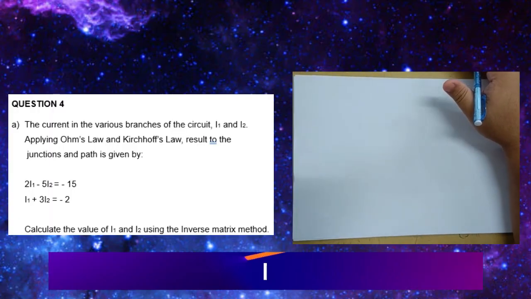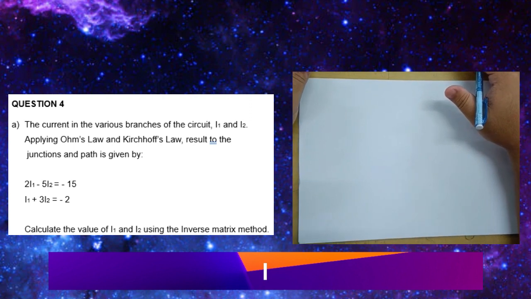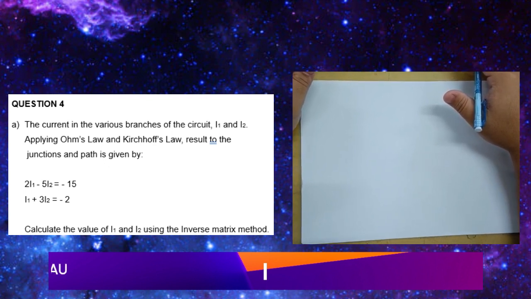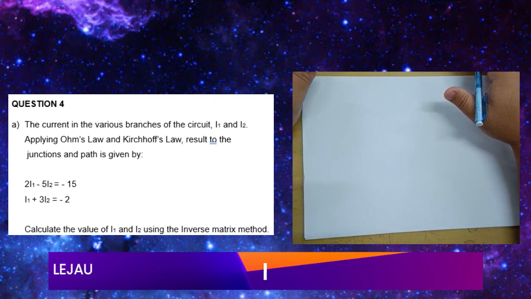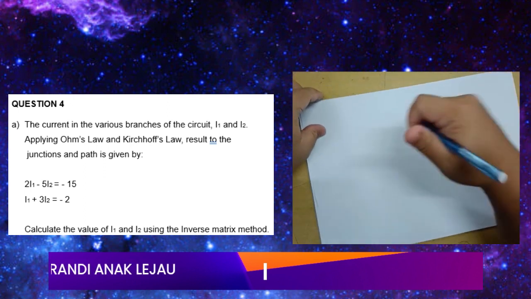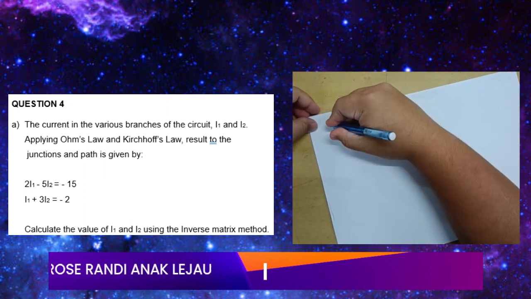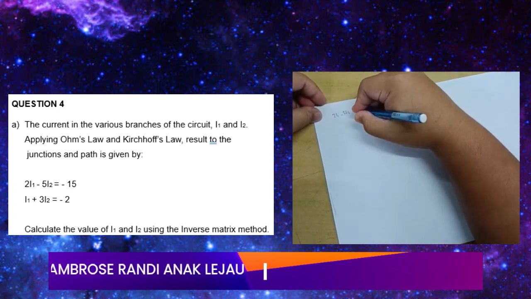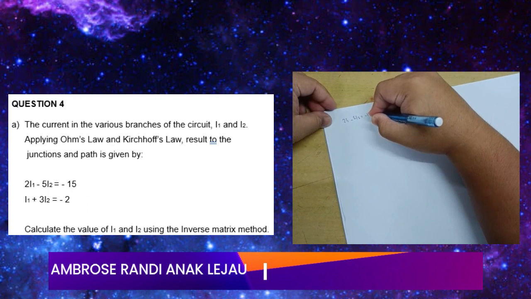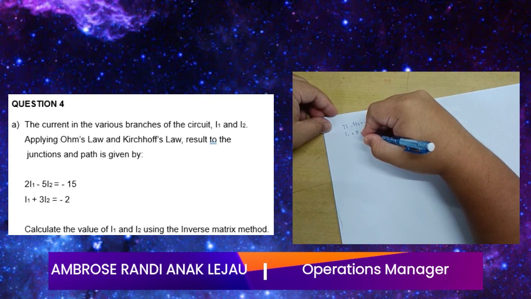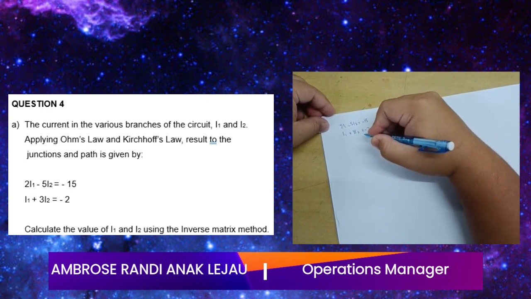Problem solving. Question 4a. The currents in the various branches of the circuit, I1 and I2, applying Ohm's law and Kirchhoff's law, result in the junction equations given by: 2 I1 minus 5 I2 equals negative 15, and I1 plus 3 I2 equals negative 2. So this is an example question.